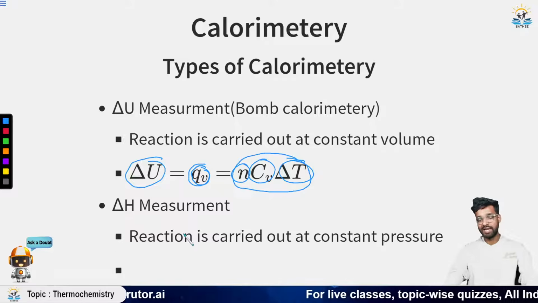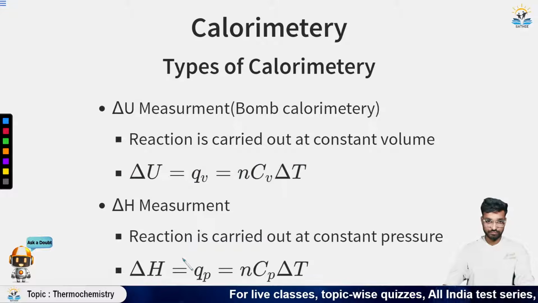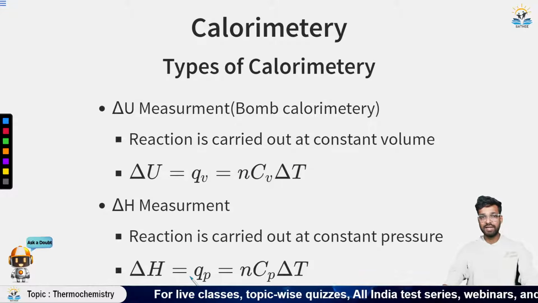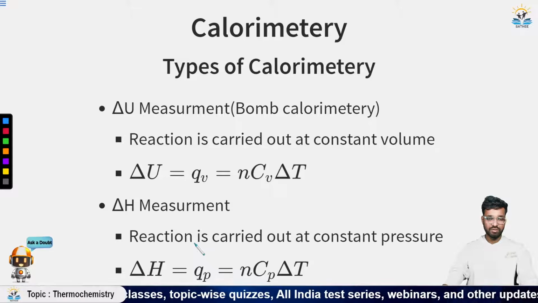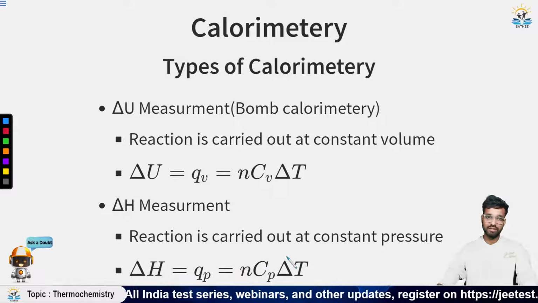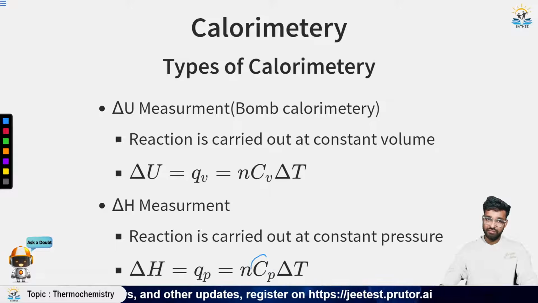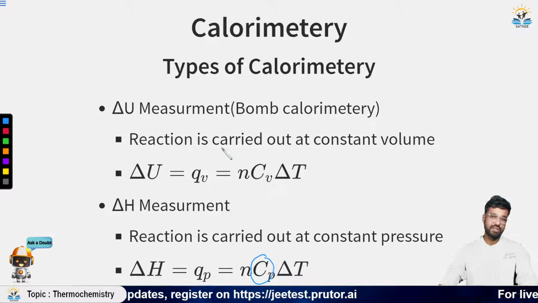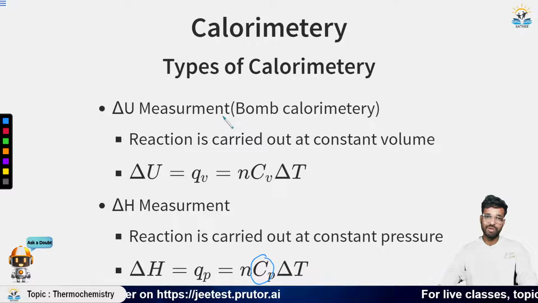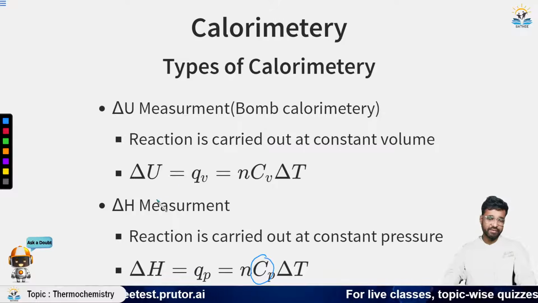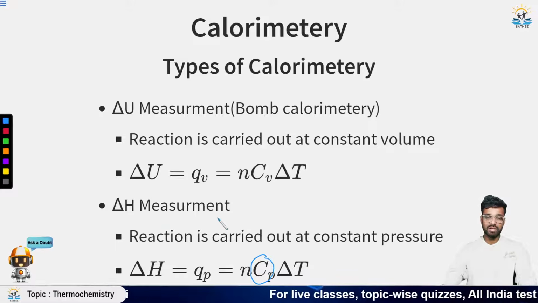Now next we have the delta H measurement. So what is this delta H? How will we measure it? We know that if you have to calculate delta H using this delta T, then we have to keep the pressure constant, and then we can calculate this delta H. So what is the difference between these two? In bomb calorimeter we keep the volume constant, and for delta H determination we keep the pressure constant.